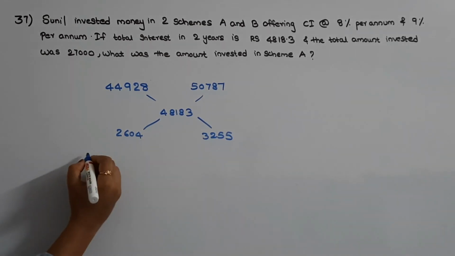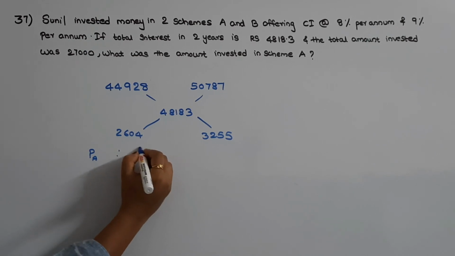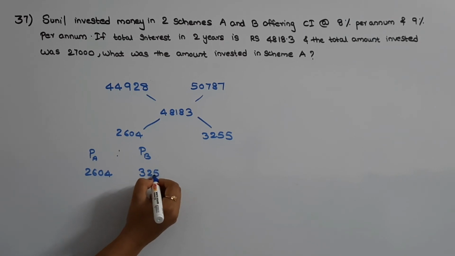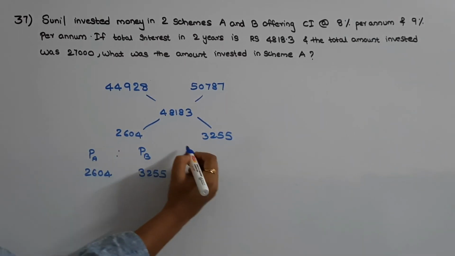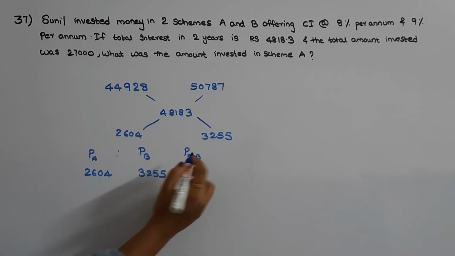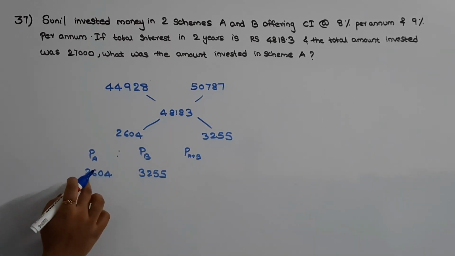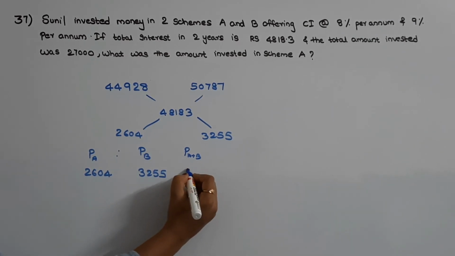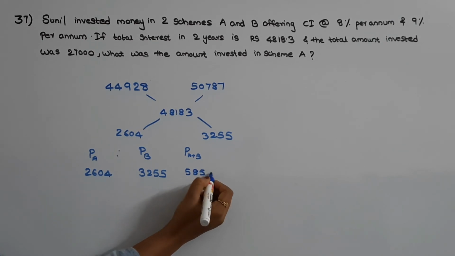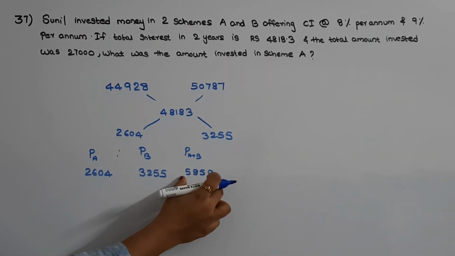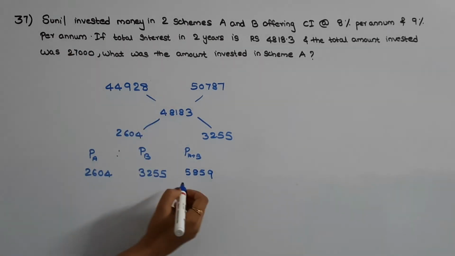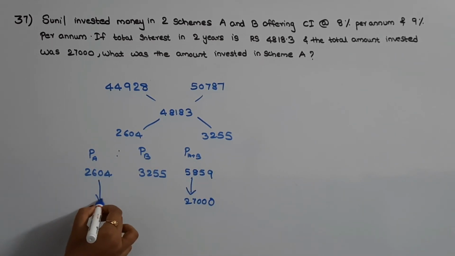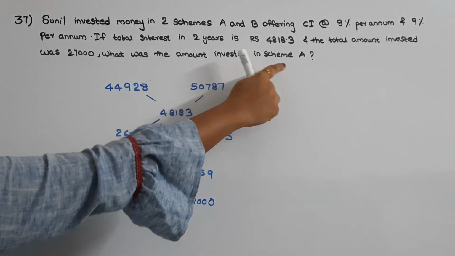On subtracting these both, you will get 3255. Now these are the ratios of the principal at scheme A and scheme B. If PA is this and PB is this, what will be the total principal or the total principal ratio? That will be equal to 2604 plus 3255, that is equal to 5859. So this total principal is represented in the question as 27,000. Then what will be the value for this? We need to find the principal for scheme A.